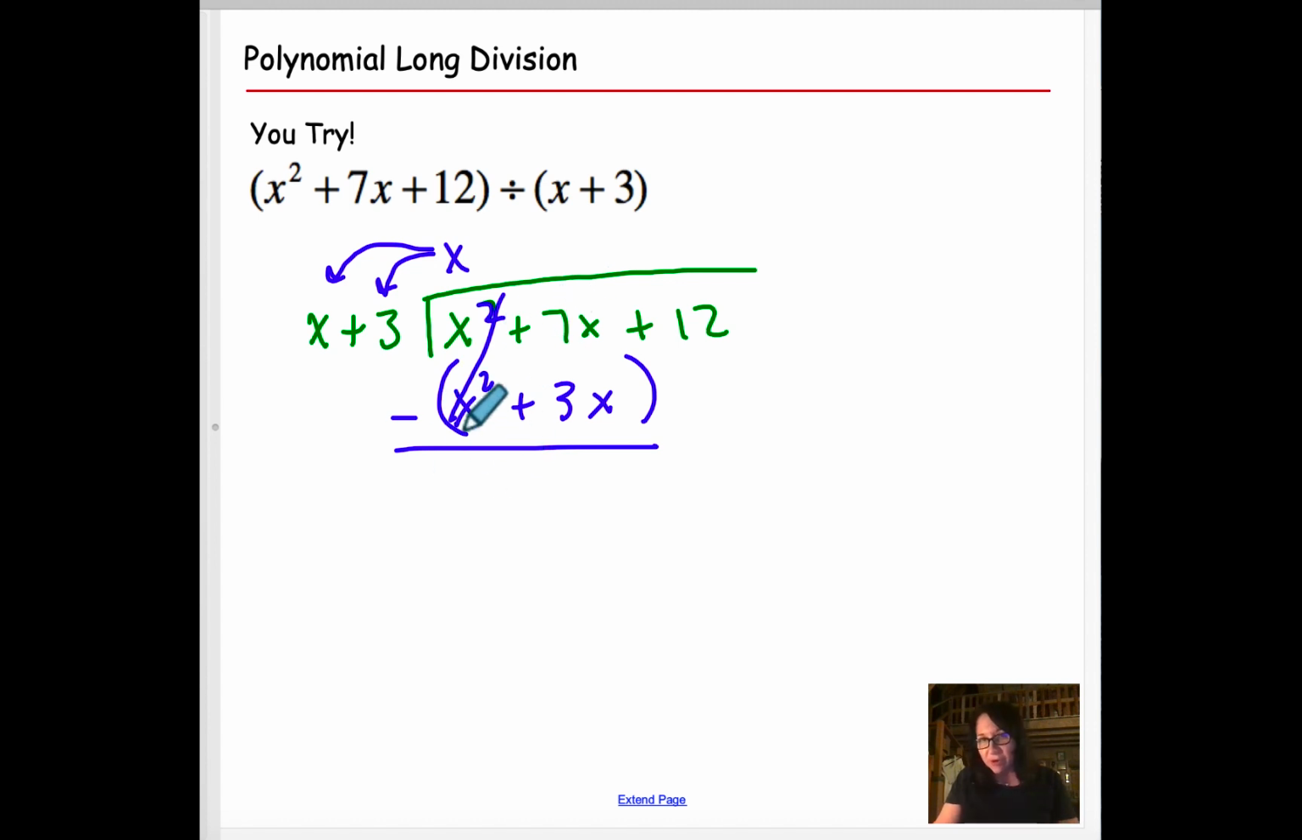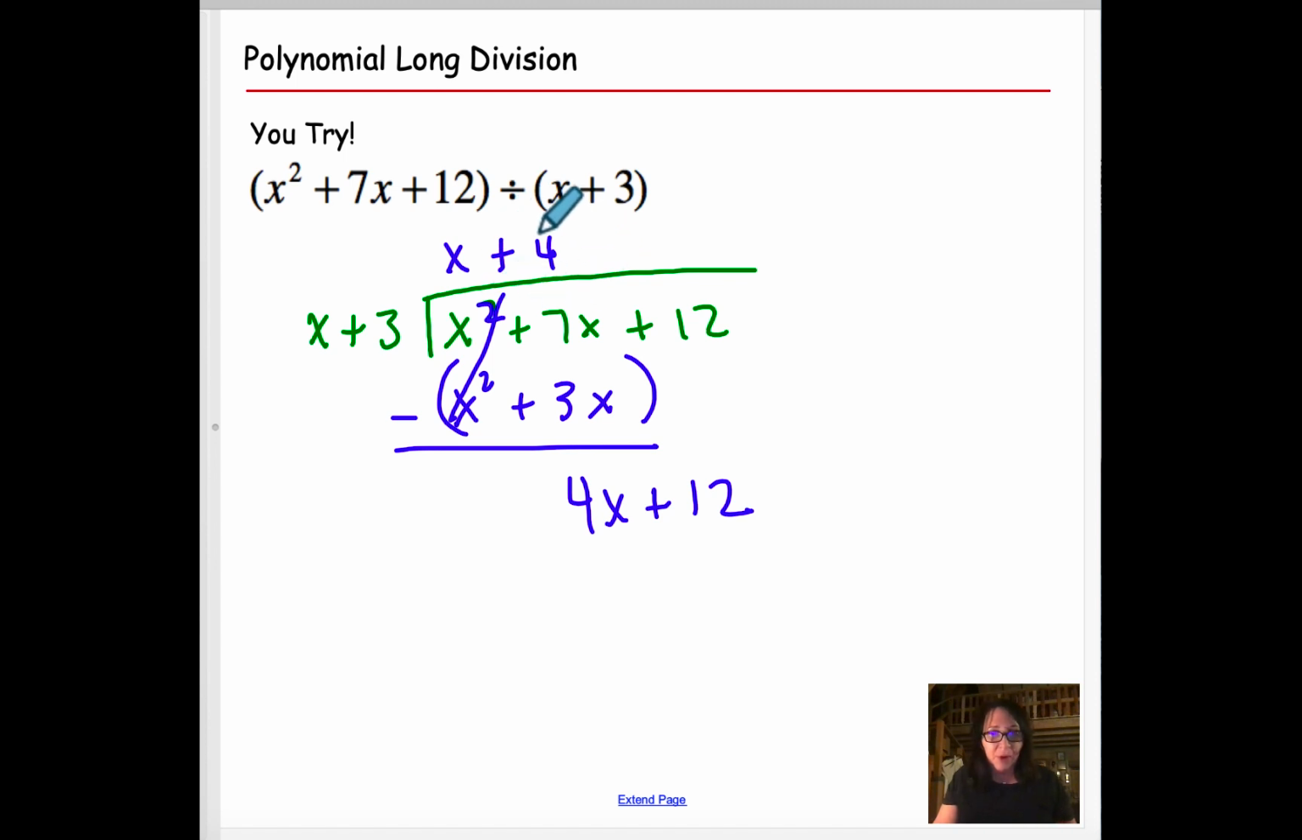And every time that should happen, you should never get a value down here. It has to cancel every time. 7x minus 3x is 4x, and then bring down the next term, which is positive 12. So then you do this again. You say x times what? I'm going to erase this part because now we're on the next term. X times what is 4x? So that's going to be positive 4.